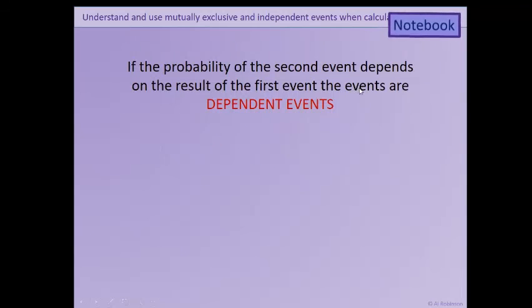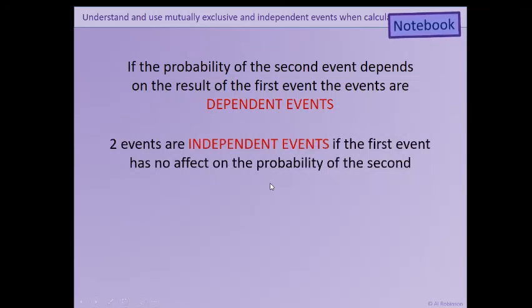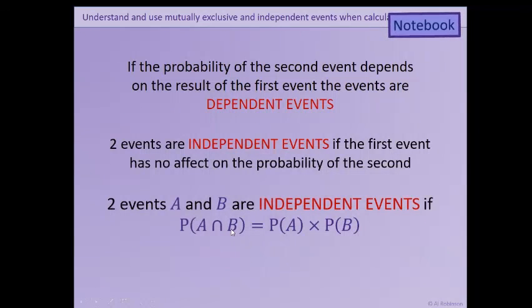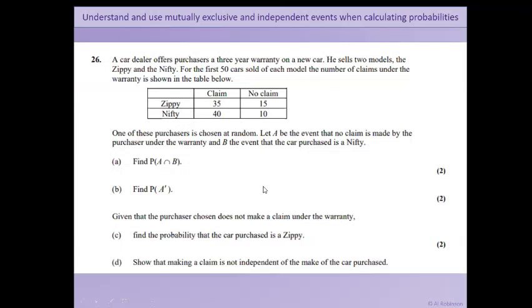If the probability of the second event depends on the result of the first event, we say these events are dependent. 2 events are independent events if the first event had no effect on the probability of the second. This can be written as: the probability of A intersect B is therefore equal to the probability of A times the probability of B. Okay, so they are independent events. They are not reliant on one another.